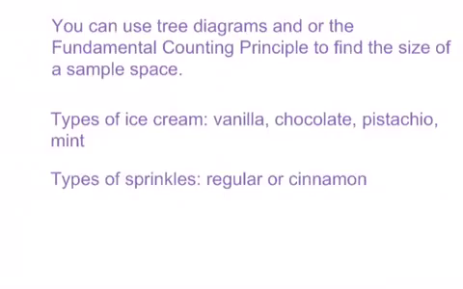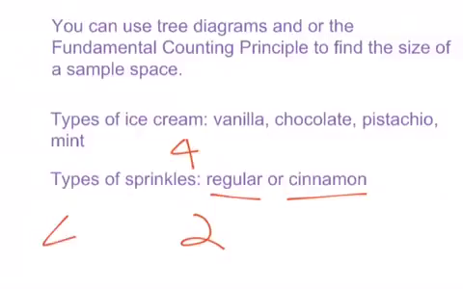Okay, so you use tree diagrams and or the Fundamental Counting Principle to find the size of a sample space. So for instance, if you have vanilla, chocolate, pistachio, and mint ice creams, so 4 different types of ice cream, and 2 different types of sprinkles, regular or cinnamon. If we use the Fundamental Counting Principle, we just multiply our numbers there and get 8. So there's 8 total different combos that we can use there.